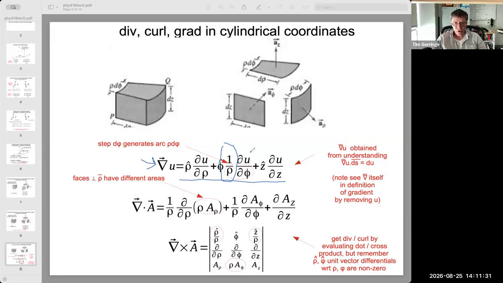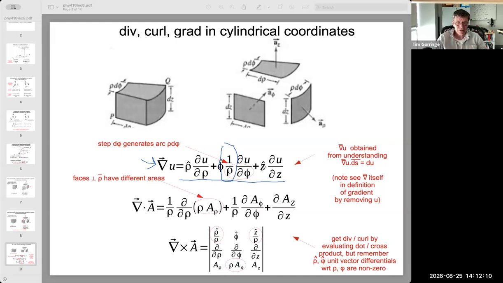But we've got a term for the component of the gradient in the phi direction, where it's the partial differential of u with respect to phi multiplied by 1 over rho. This originates in that difference of sweeping out arc lengths in the direction of phi, where phi is an angle, compared to sweeping out arc lengths in the direction of rho and z, where the rho and the z are measured in units of centimeters, for example.